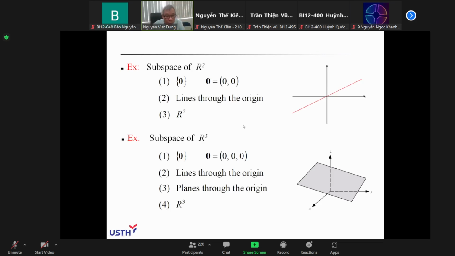And for the case of 3 space, you see any line going through the origin and any plane going through the origin will be the subspace of R3. Bất kỳ một đường thẳng nào đi qua góc tọa độ, bất kỳ một mặt phẳng đi qua góc tọa độ đều là không gian con của không gian 3 chiều.